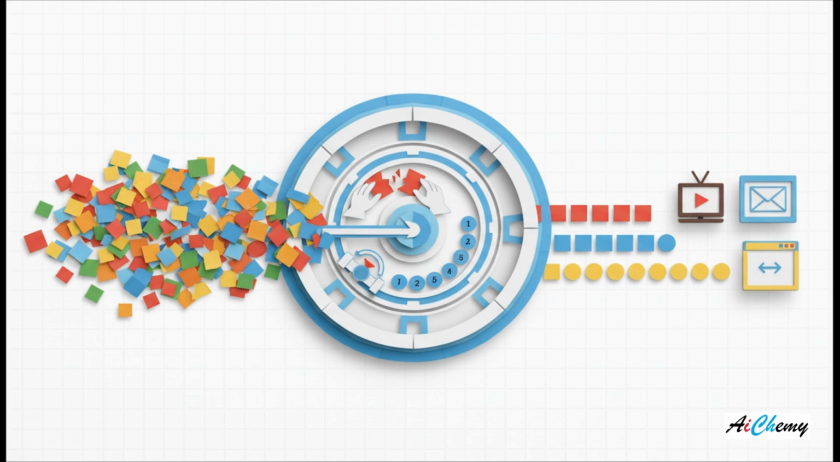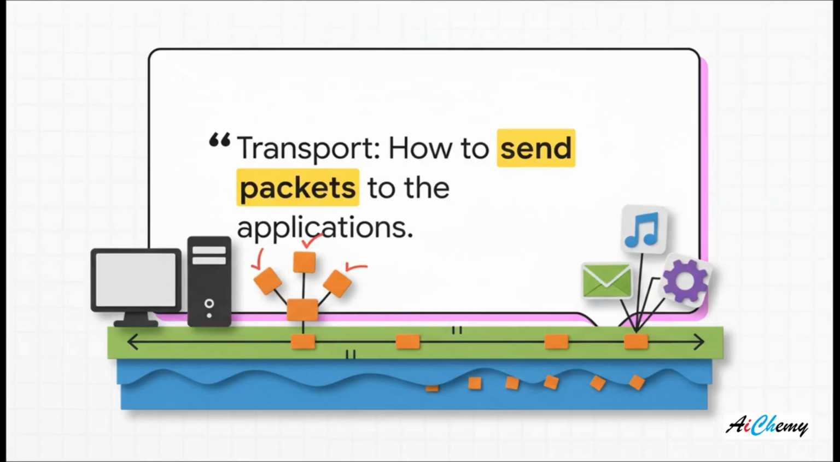And maybe most importantly, it makes sure the data from your Zoom call goes to the Zoom app and not to your email. That last bit is called multiplexing, and it's essential for doing more than one thing at a time online. And this quote just boils it all down to its beautiful, simple essence. While other layers are busy routing packets to the right computer, the transport layer does that final, critical job. It gets those packets to the correct application on that computer, reliably and in order.